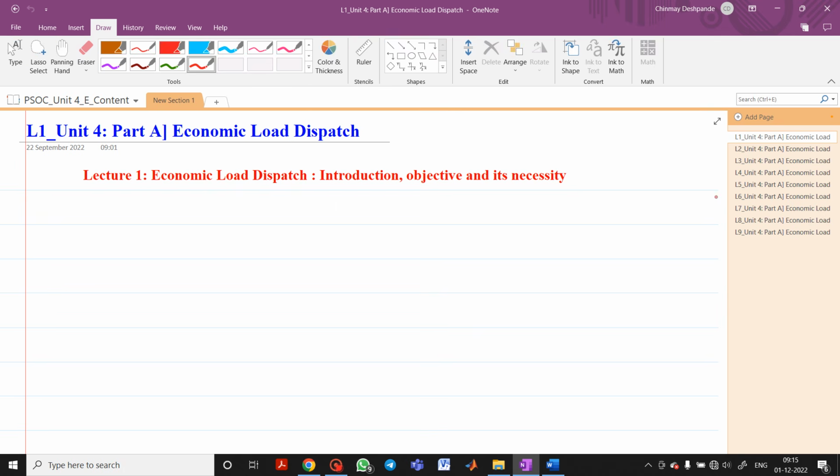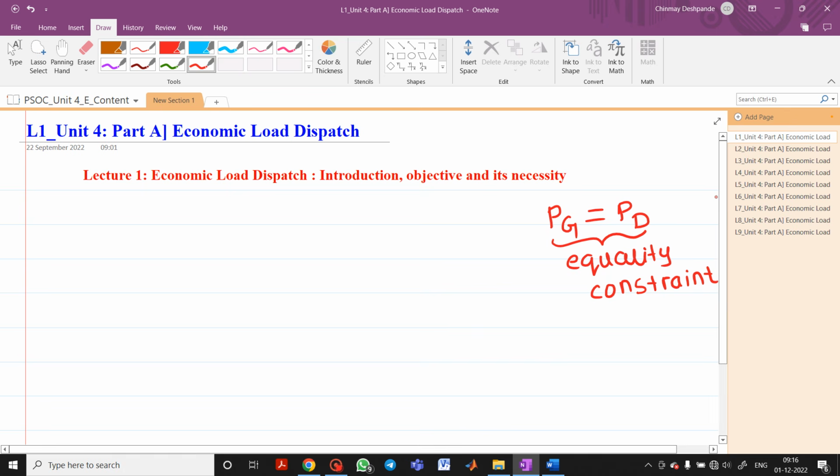Now we know that whatever the demand is, that much amount of generation should be there. So this is called an equality constraint. Now why is it called an equality constraint? Because if you see the equation, whatever the demand is, at least that much generation should be there, and when we consider power loss, it should be added here. So PG equals PD plus PL, where PL is the power loss, PD is the demanded power, and PG is the power generated.